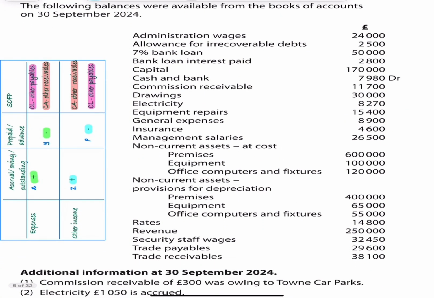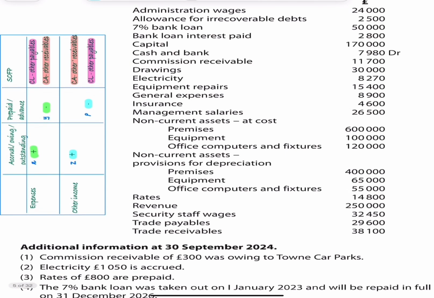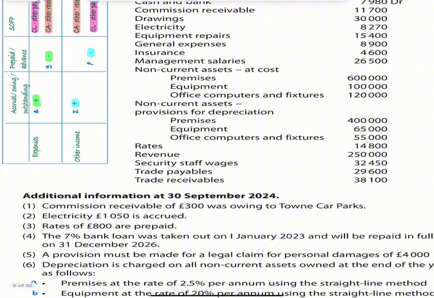So we have a set of information: administrative wages, allowance for irrecoverable debts, 7% bank loan interest paid, capital, cash and bank, commission receivable, drawings, electricity, equipment repairs, general expense, insurance, management salaries, and other non-current asset cost, premises, equipment, office computers and fixtures, non-current asset provision for depreciation, such as premises, equipment, office computers and fixtures, rates, revenue, security staff wages, trade payables, trade receivables.